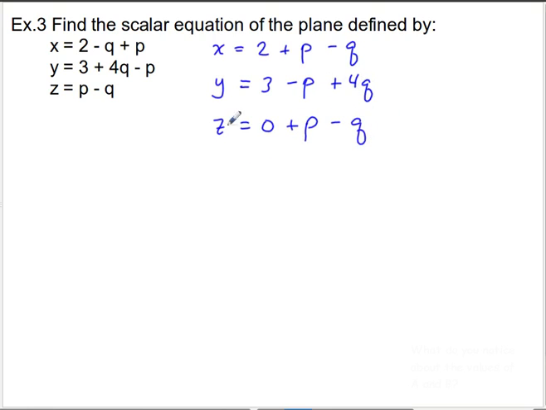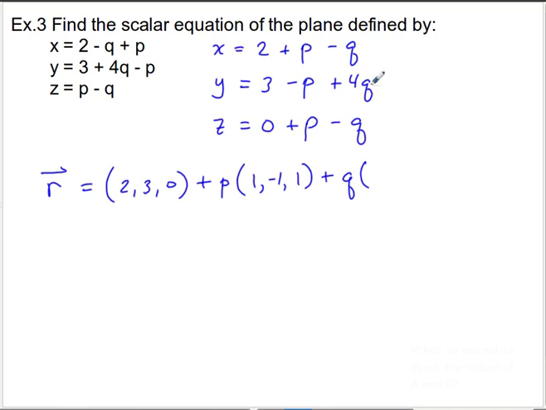Now the reason I'm doing that is that it might be easier to put this into a vector form first. Now I can see that my initial position vector is 2, 3, 0. I don't need to put the value s, I can put the value p. I already have my scale factor. And that's going to be positive 1, negative 1, positive 1. And then q is going to be negative 1, positive 4, negative 1.